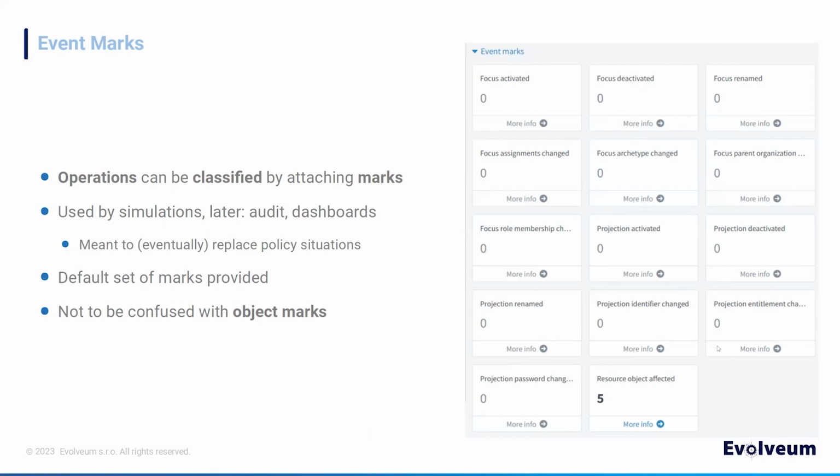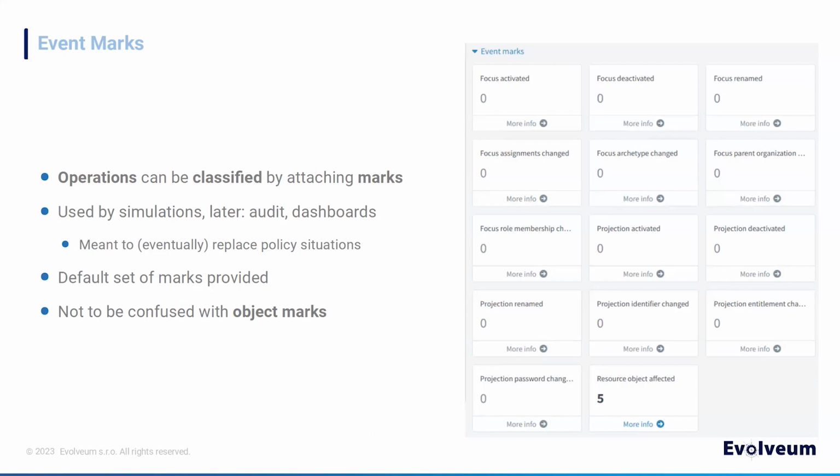For projections, that means shadow or resource objects, examples of more profound changes are entitlement changes, identifier changes, meaning renames, or password changes. Currently, these event marks are used for simulations only, but later we expect their use to be extended to, for example, audit logs or dashboards. So you would be able to specify some categorization of events, that these are really important and need to be looked after.